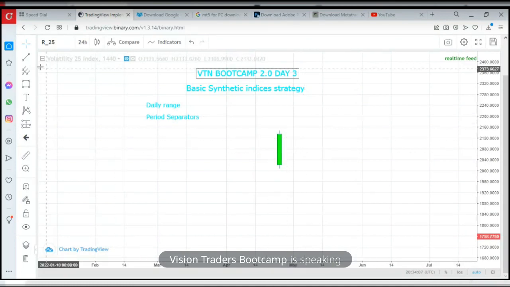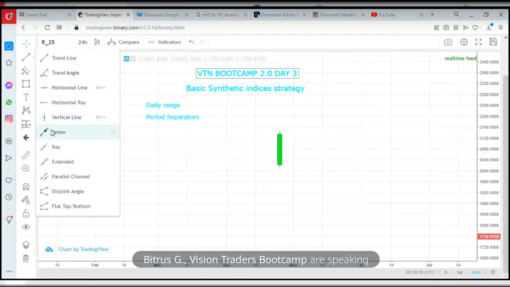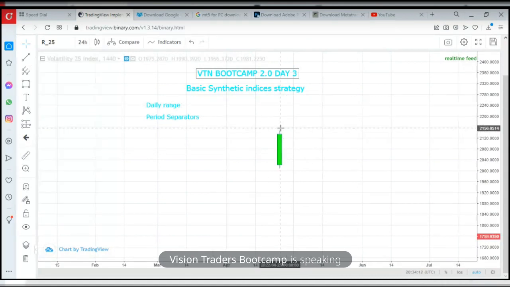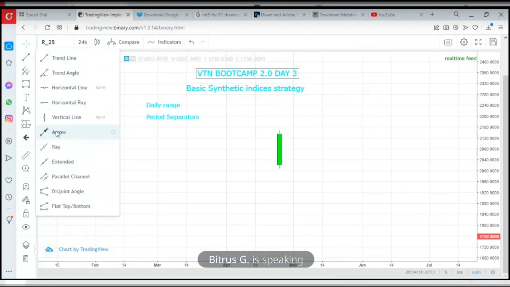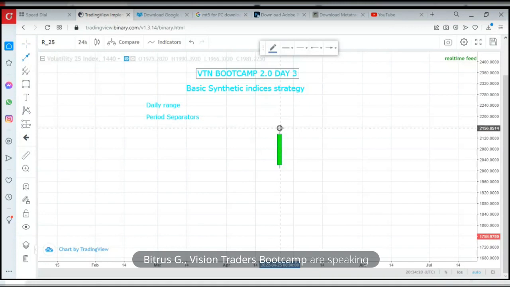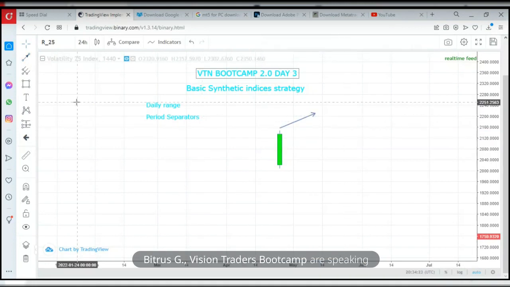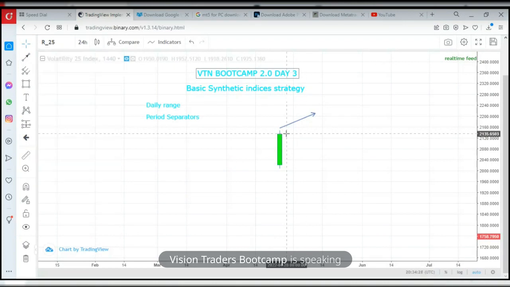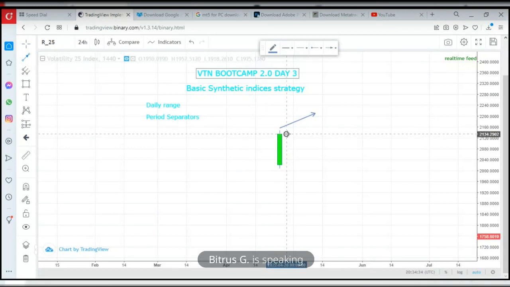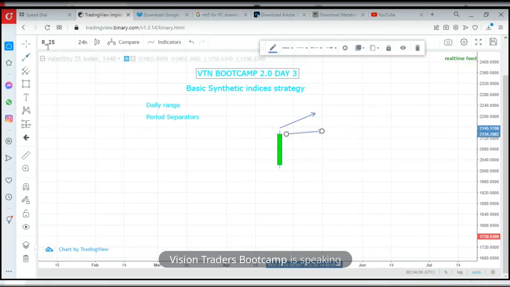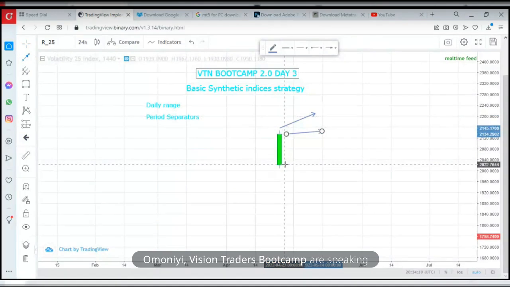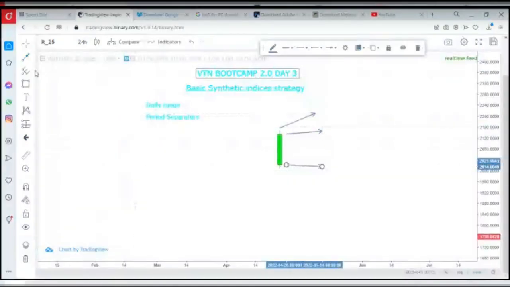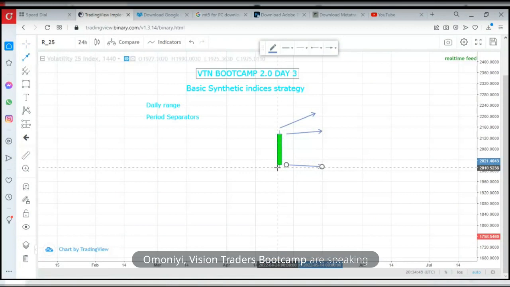From this candle now, we can quickly say, this very point here is what? Somebody should tell me what that point is. VTN mentees, where are you guys? What is it? Daily high. That's the high. Okay, daily high.